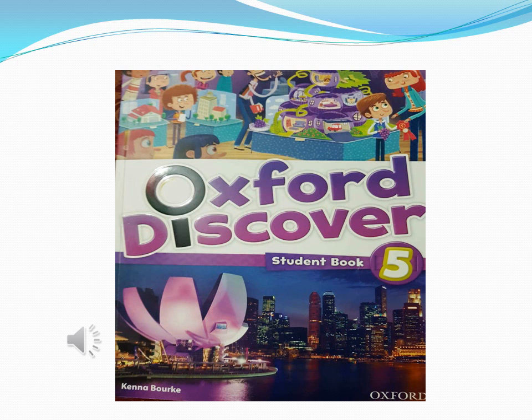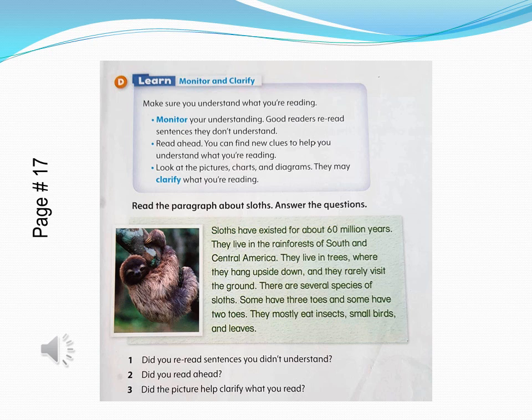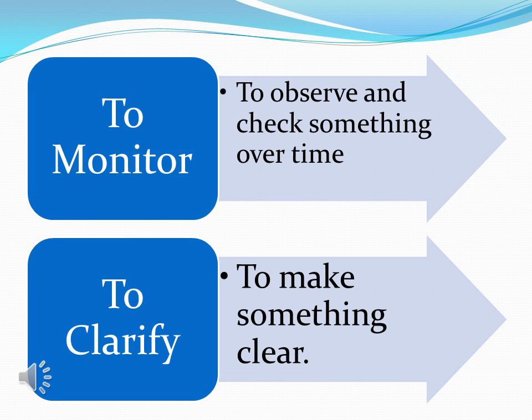Dear students, open your Oxford Discover student book. Open your book on page number 17. On this page, we will read exercise D, and exercise D is about monitor and clarify. Before we solve exercise D, we should know the meaning of monitor and clarify.